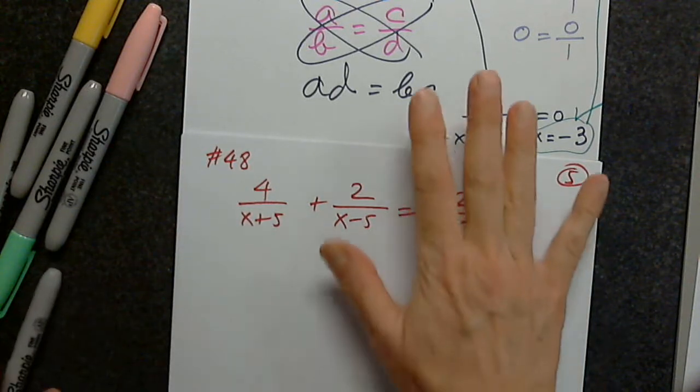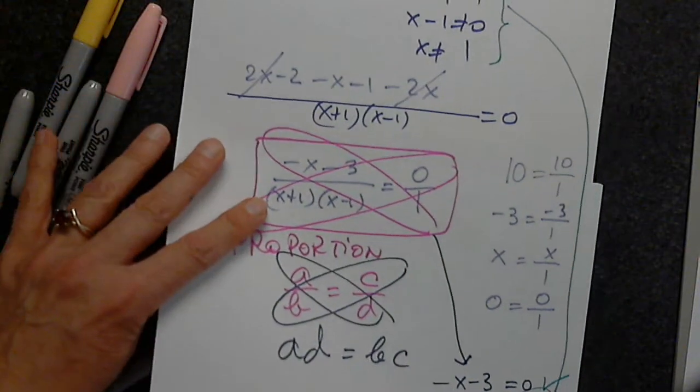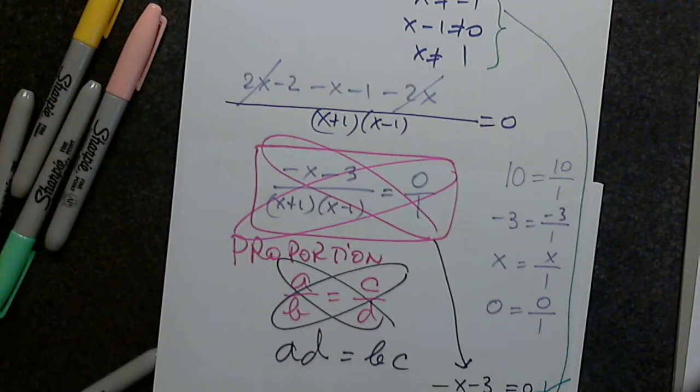I just wanted to refresh your memory on the proportion and why proportions are so important. But from here, you can also say, when is a fraction 0? When a over b is 0? Only when... When is a fraction 0? Only when... Excellent. Only when the numerator is 0.